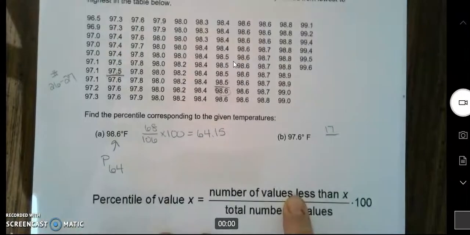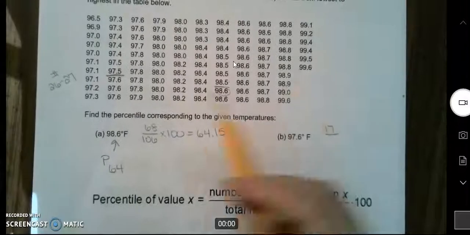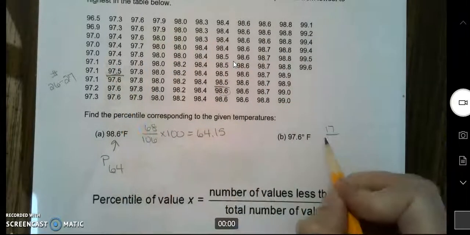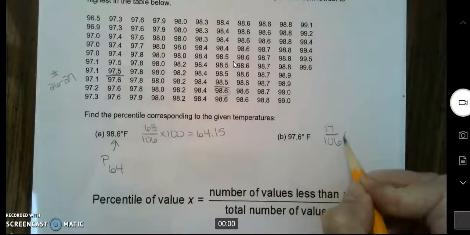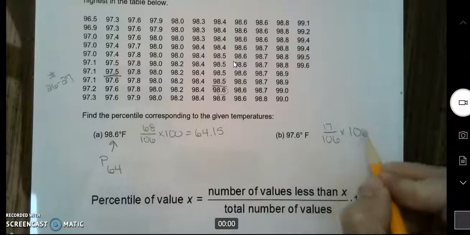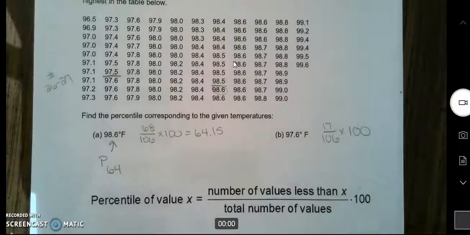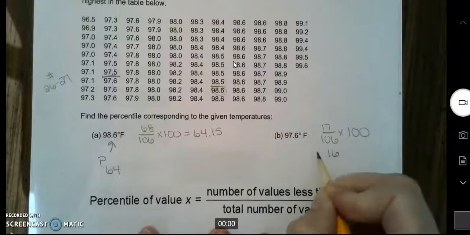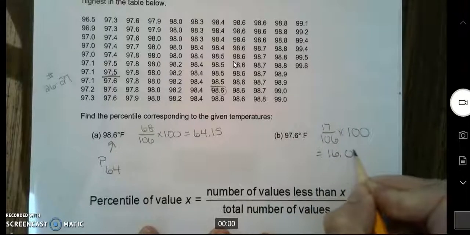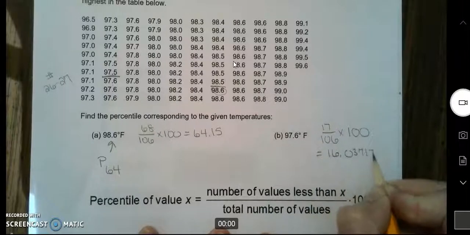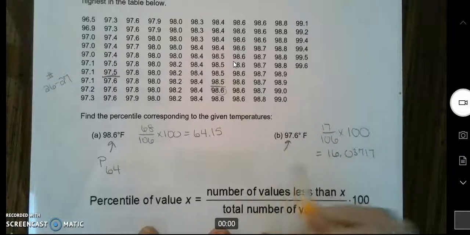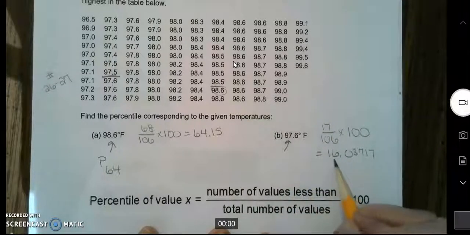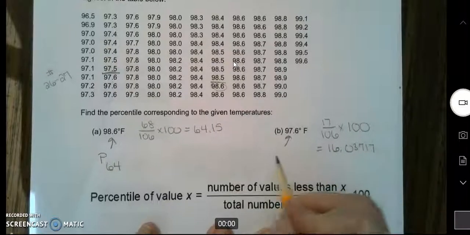So that's my numerator. I divide by how many values I have altogether on here, and altogether is 106 temperatures. And then I multiply it by 100. And if you go ahead and plug it in your calculator, it is 16.03717. So this would correspond to the 16th percentile, because again, you want to round this to the nearest whole number.